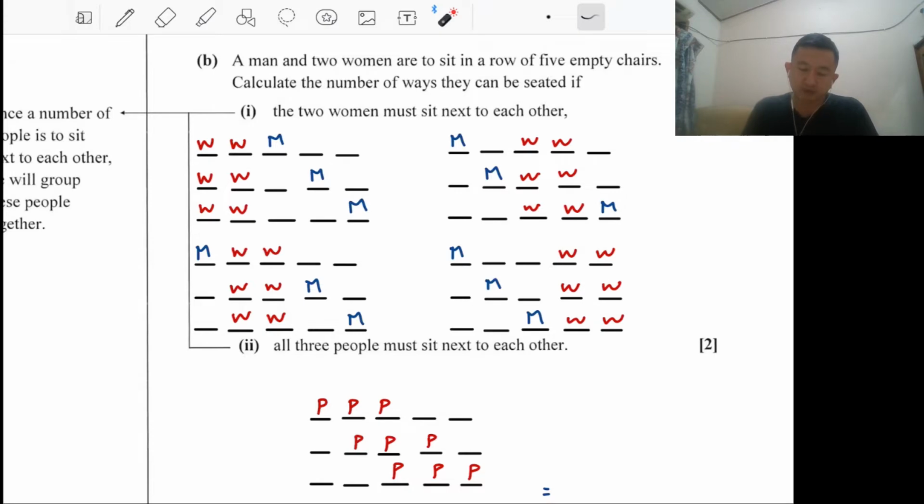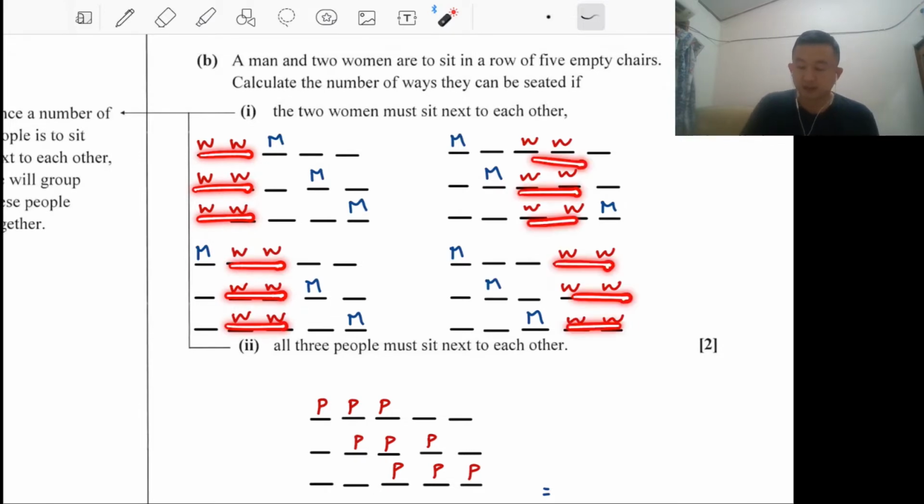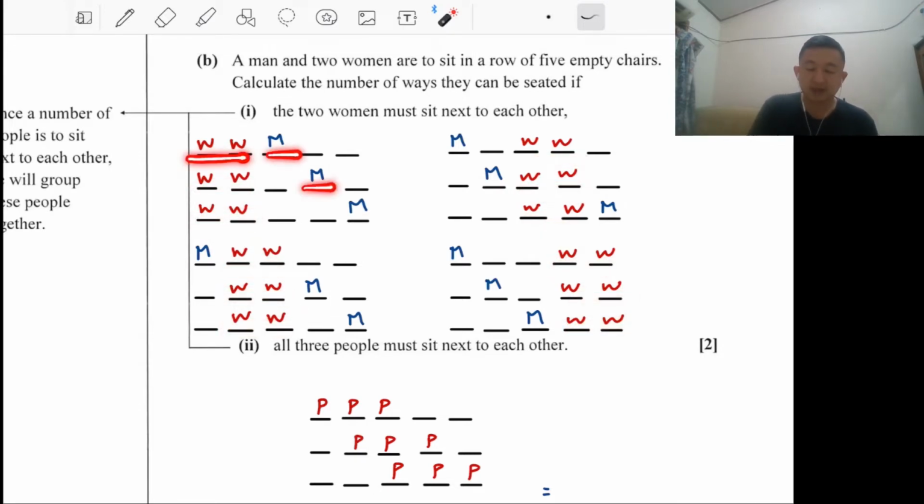Now we want to find the number of ways they can be seated if the 2 women must sit next to each other. The best way to understand this is to list them all out, because if you don't, it's very hard to understand. Of course, there is more than one way to sort this out, but I want to present this because it's the easier way to visualize it. Whenever the women sit here, the man can be here, here, here. This is the 12 ways of visualizing. It cannot be more than this.